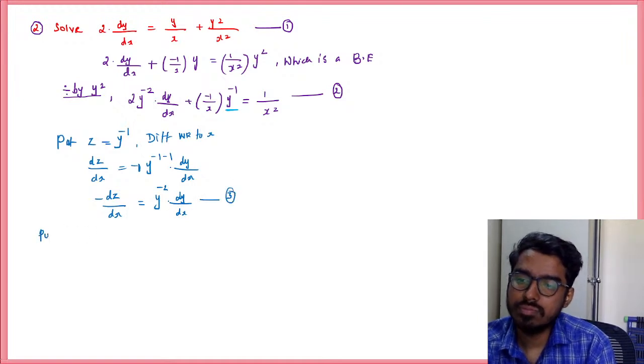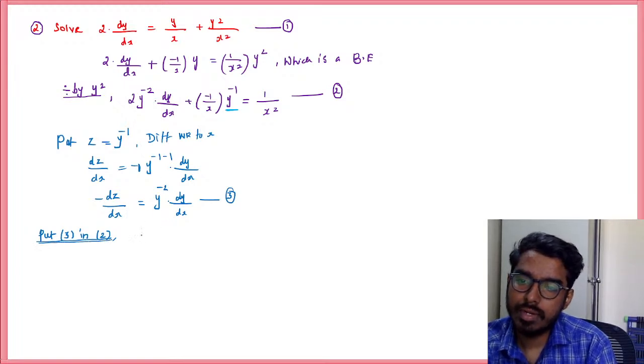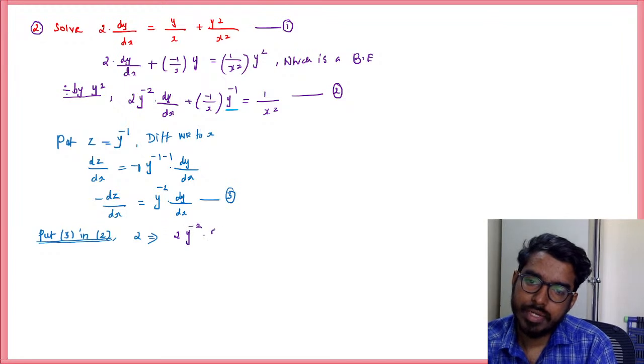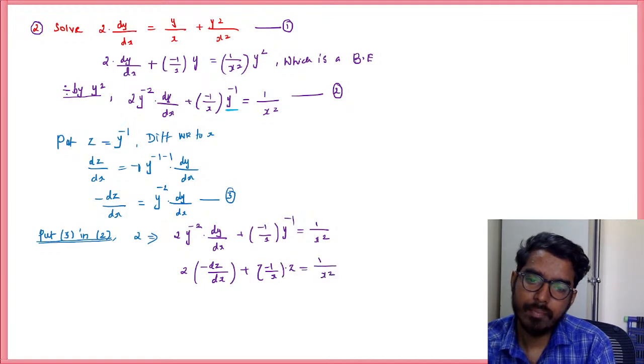So put this in the equation: y power minus 2 dy by dx plus minus 1 by x y power minus 1 is equal to 1 by x square. So in place of y power minus 2 dy by dx, I can write minus dz by dx, minus 1 by x into z is equal to 1 by x square.